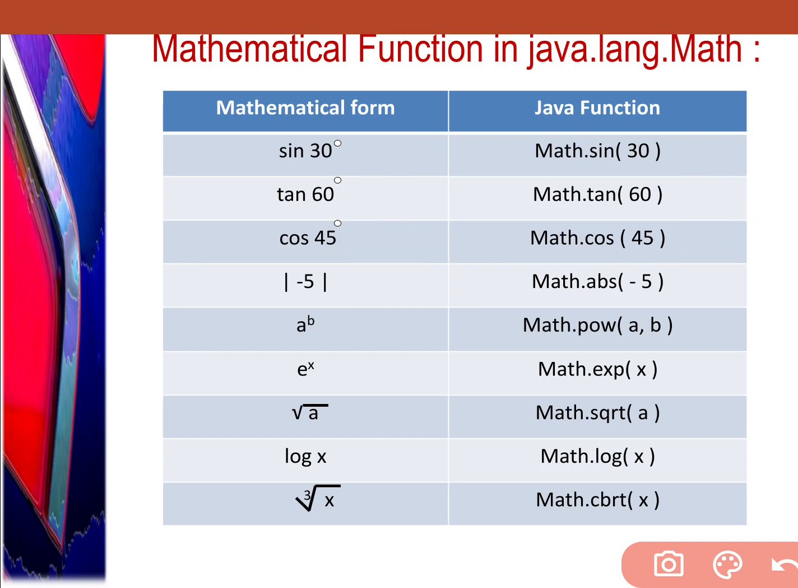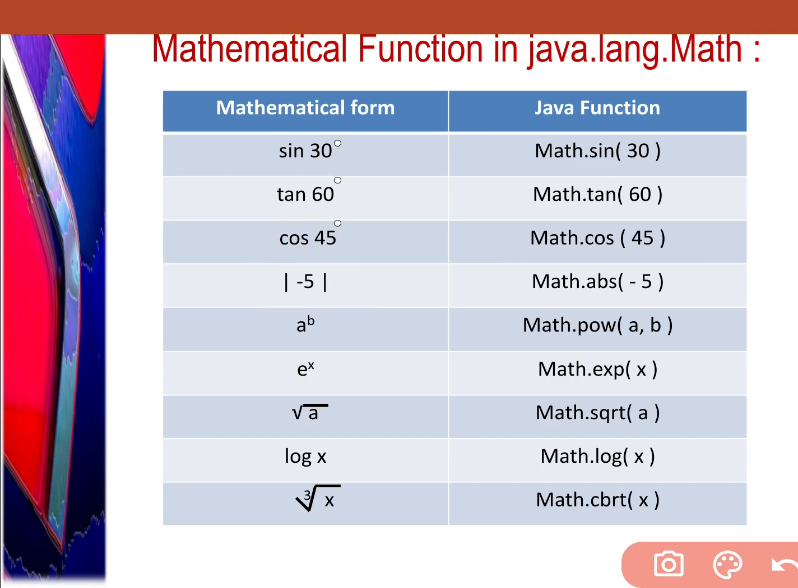In maths, we use the vertical lines for absolute value. Absolute always provides us a positive value, meaning we get a. But in Java, we have to write Math.abs, and inside it we write the value we are providing to abs.